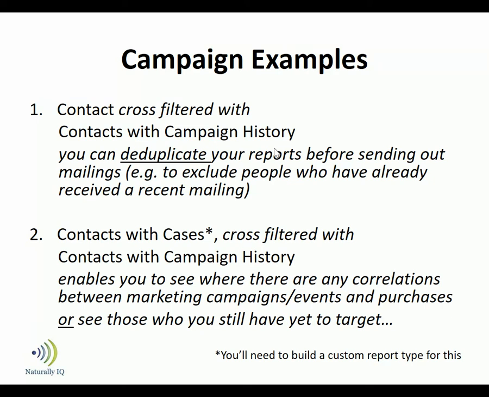So the next one focuses on the slightly underappreciated campaigns object. We've got contacts cross-filtered with contacts with campaign history. Here you can deduplicate your reports before sending out mailings. For example, to exclude people who have already received a recent mailing. This works because the report is only showing contacts, not the campaign information, as that only appears in the cross-filter. It means contacts are only shown once, hence its usefulness.